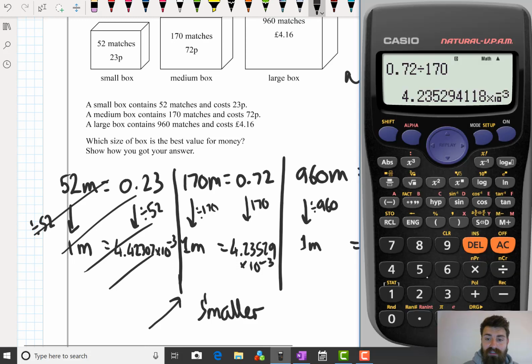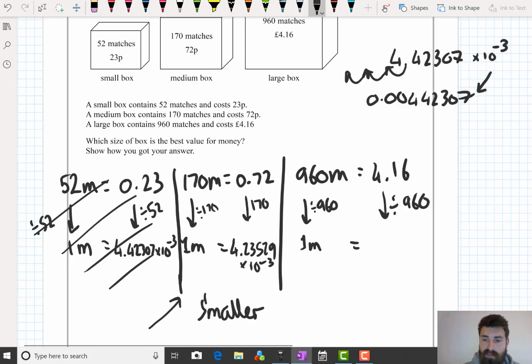4.16 divided by 960. We get an answer of something times 10 to the minus 3. 4.3 recurring. Don't have to remember that one. You either put a dot above the 3, so that's 4.33333333, or 4.3 recurring. You don't put it above all 3 because that'd just be stupid. So 4.3 recurring times 10 to the minus 3.